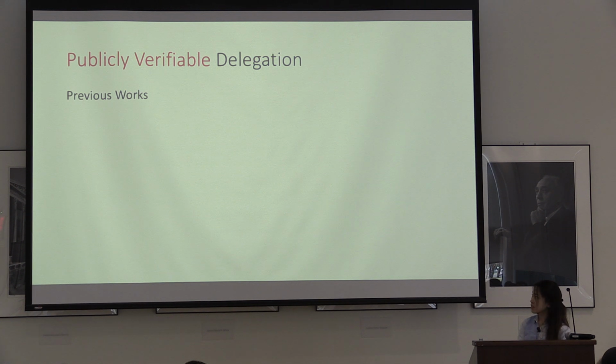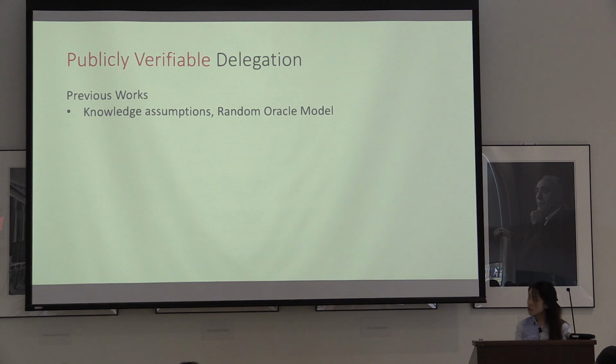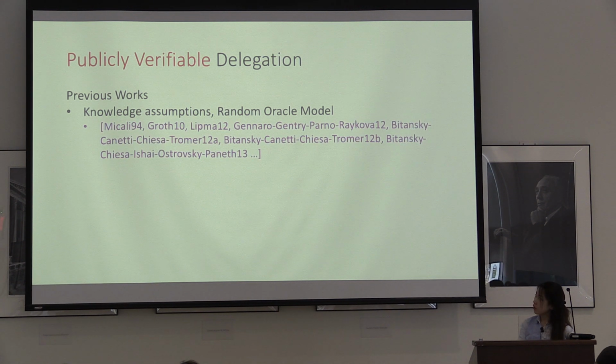Now, previous works have considered constructing publicly verifiable delegation. And they've constructed it based on knowledge assumptions or in the random oracle model. And there's been a lot of work in this area. But unfortunately, the caveat with these works is that you don't have an explicit security reduction to base your scheme on.